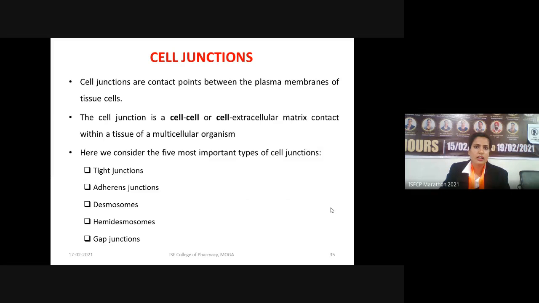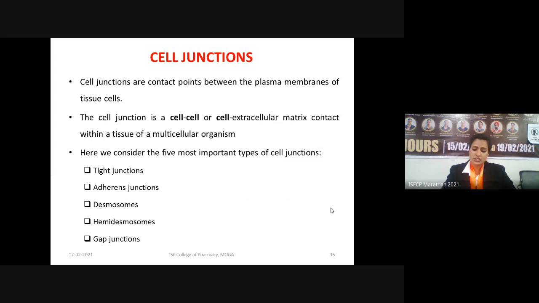I hope you all understand about the cell division. So, what are the processes in the cell division? Next we have the cell junction. So what do you mean by a cell junction? What are cell junctions? What is a junction?